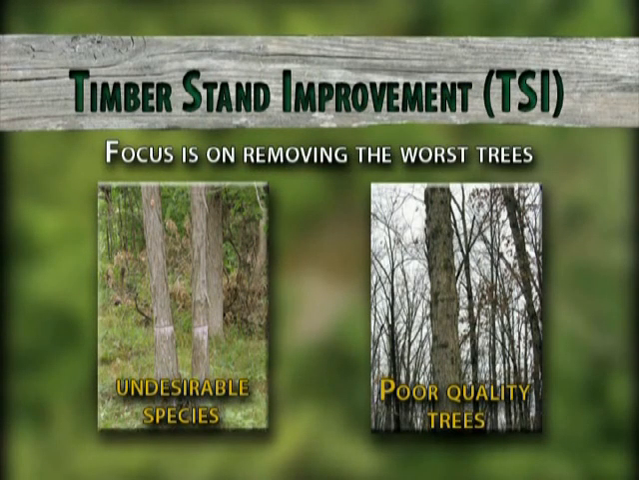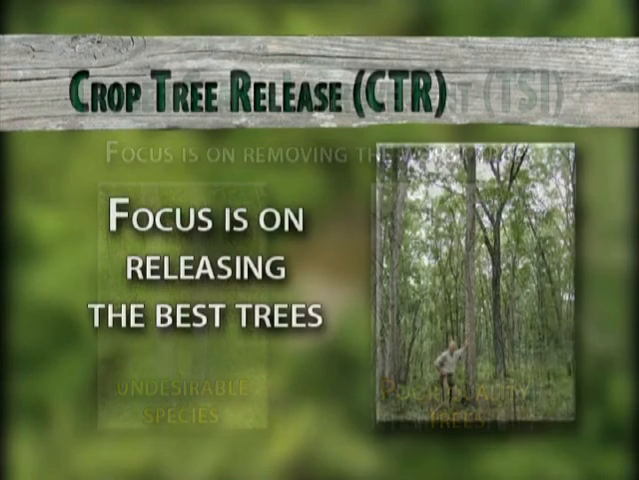Characteristics that make a tree a good candidate for removal include low-value species, stems with low forks or crooks, fire scars, swellings or bumps on the trunk, and wide-spreading trees with excessive limbs.